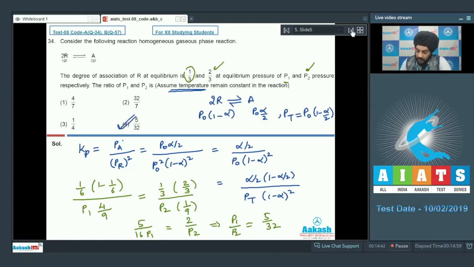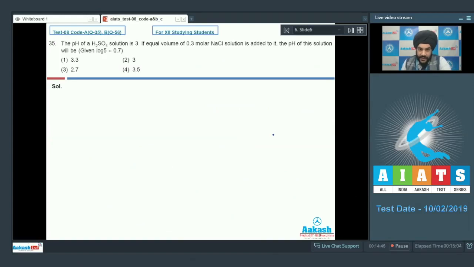Let us look at the next question now. Question number 35. The pH of an H2SO4 solution is equal to 3. If equal volume of 0.3 molar NaCl solution is added to it, then the pH of the solution will be. Students, NaCl is a neutral salt. It is not going to take part in hydrolysis. So the H plus ion concentration will just be halved as the volume is doubled.